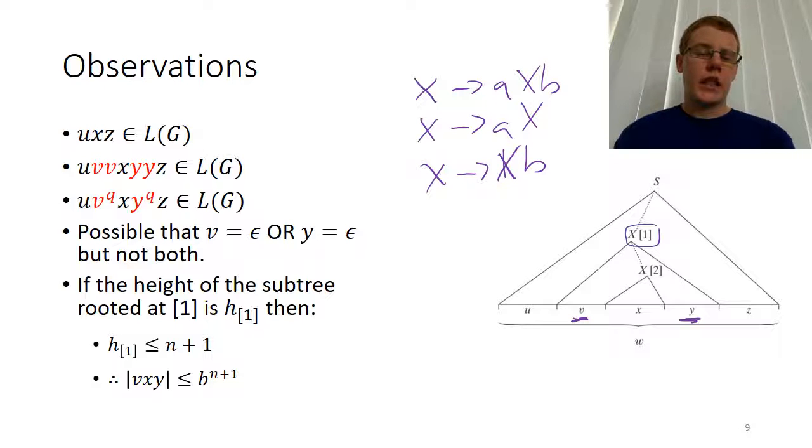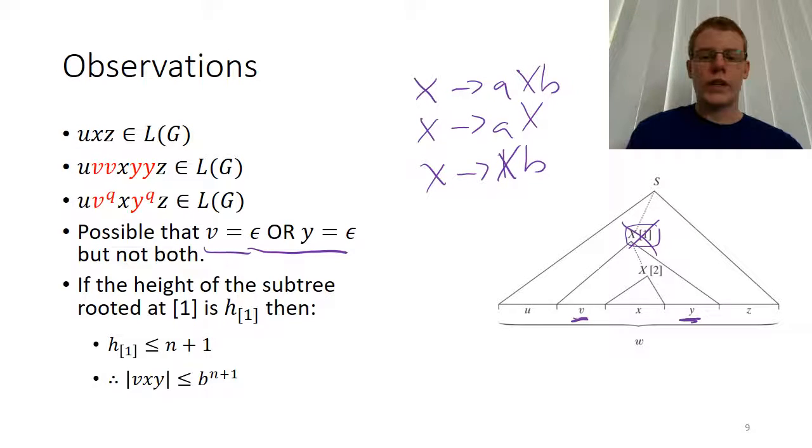The reason that they can't both be empty is the fact that we stated before, which was that this is the smallest parse tree that can generate it. If v and y are both empty, then the parse tree which doesn't include x1 at all could also validly generate w. So at least one of v or y must have at least one symbol in it. Either of them can be empty, but they can't both be empty.